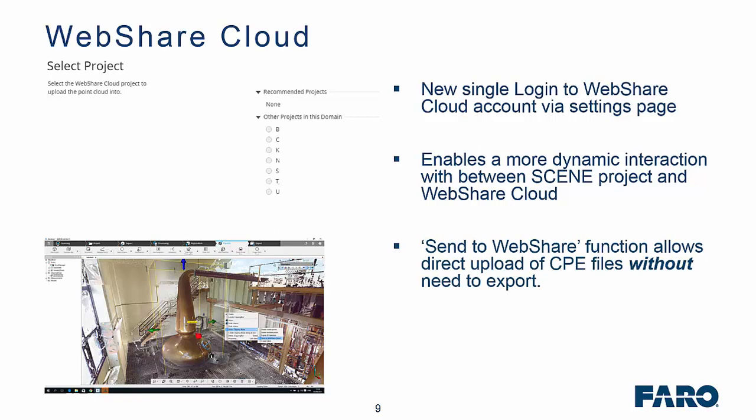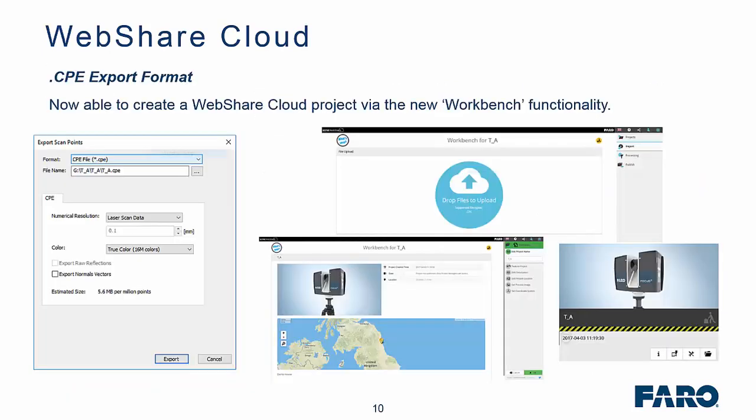With the new CPE format, we can either still save that out, or we don't need to export it, we can just directly send that to WebShare Cloud. We also now have a new workbench functionality. As we've selected the information that we want to publish or send to the cloud, using the new CPE format, we can either send it directly through the interface, or we can save that information locally and drag and drop it into the workbench on WebShare Cloud.